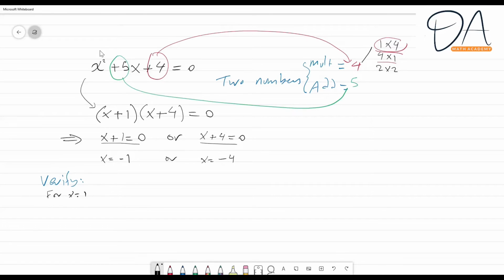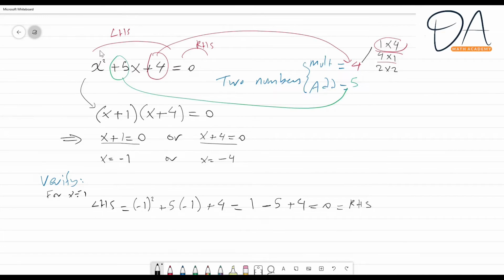So for x equal to -1, let's see what we get. The left-hand side of the equation, remember this side is called the left-hand side and this is called the right-hand side. In this case, it's 0. So on the left-hand side, we'll substitute the value of -1. We'll get (-1) squared plus 5 times -1 plus 4. And what we'll get here is 1 minus 5 plus 4. We add the positive terms, 1 and 4 is 5, and the only negative term is 5. So we'll have 5 minus 5 gives you 0, which is the right-hand side. So it means this x = -1 is correct.